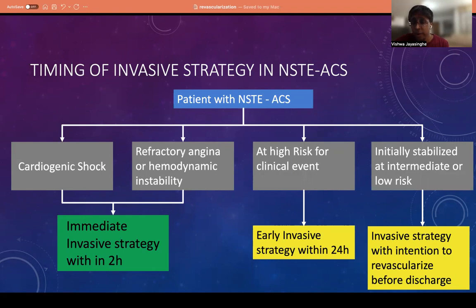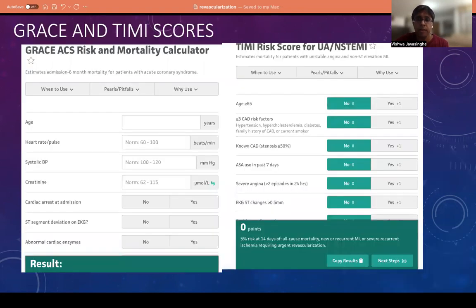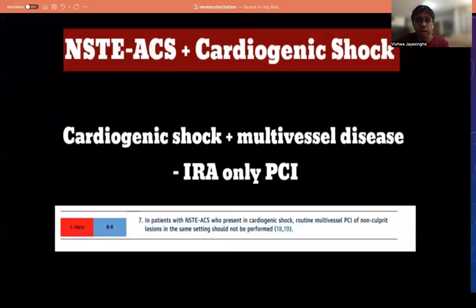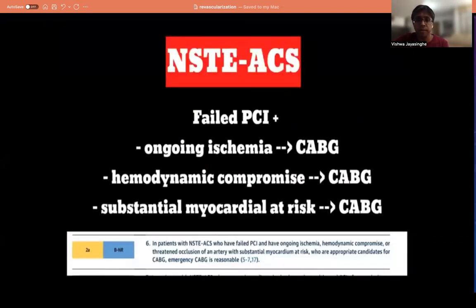Very high risk, and intermediate to low risk. Very high risk by cardiogenic shock or hemodynamic instability. These are the risk stratification tools that we commonly use. Right. So in non-ST elevation with cardiogenic shock, again, the same principle applies, with evidence coming from the CULPRIT-SHOCK trial: only the infarct-related artery. Do not touch the others.